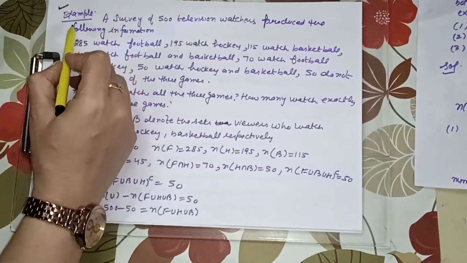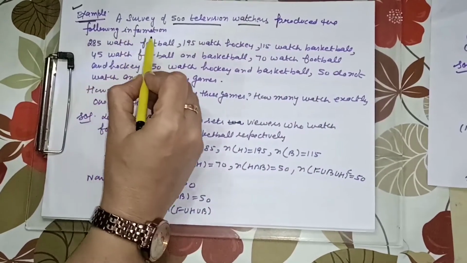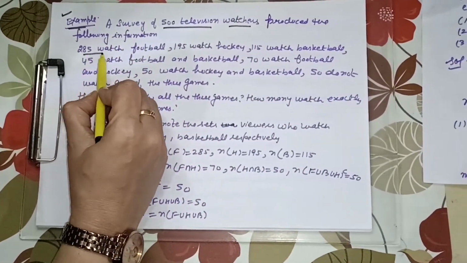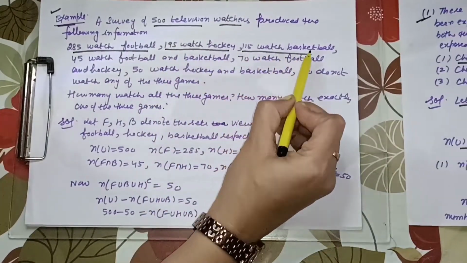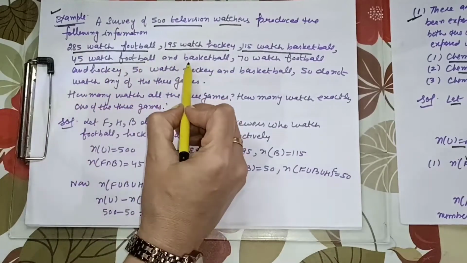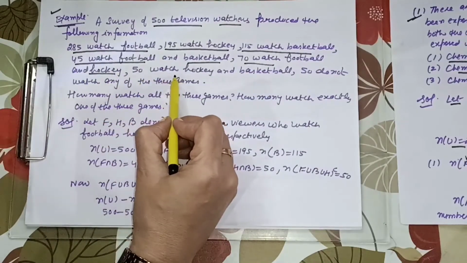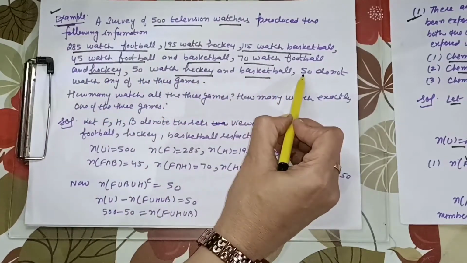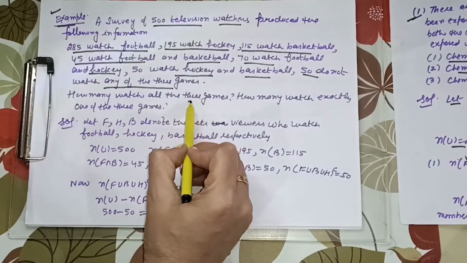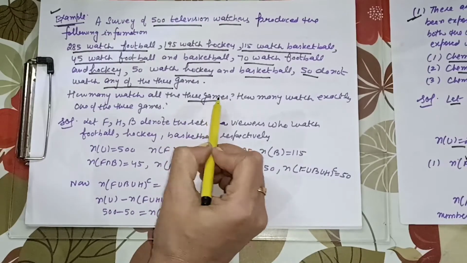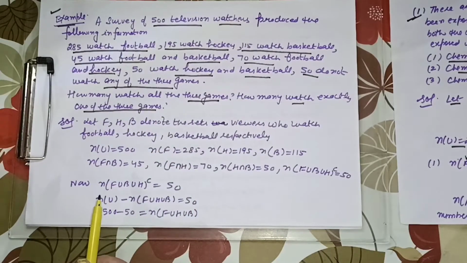Now I'm explaining another illustration. A survey of 500 television watchers produced the following information. 285 watch football, 195 watch hockey, 115 watch basketball, 45 watch football and basketball, 70 watch football and hockey, 50 watch hockey and basketball, and 50 do not watch any of the three games. So how many watch all three games? This is the first question we have to answer. And how many watch exactly one of the three games? This is the second question we have to answer.